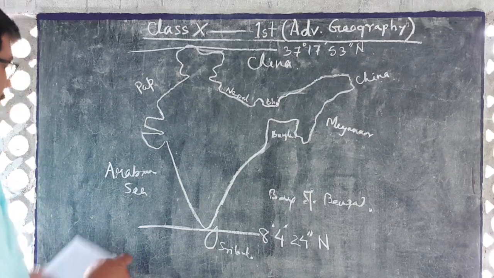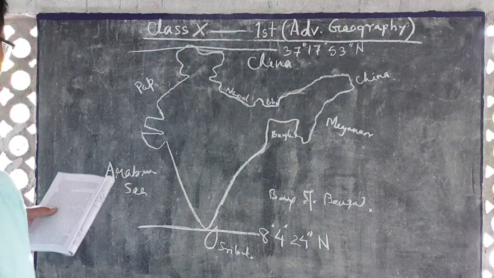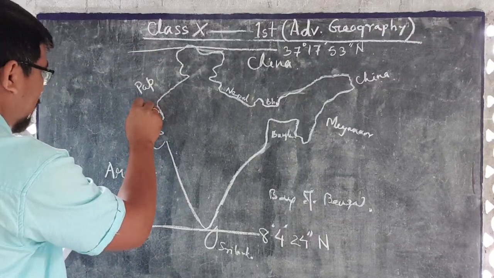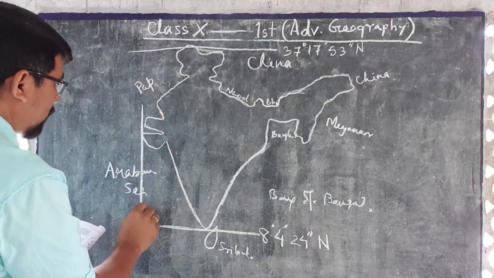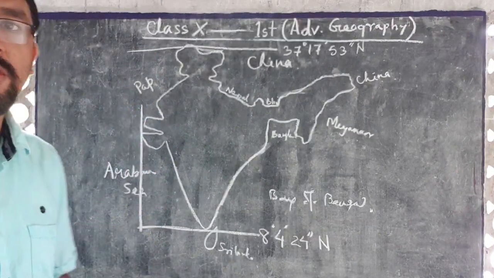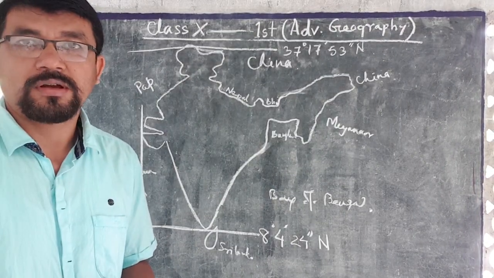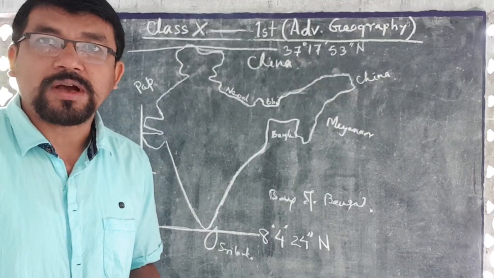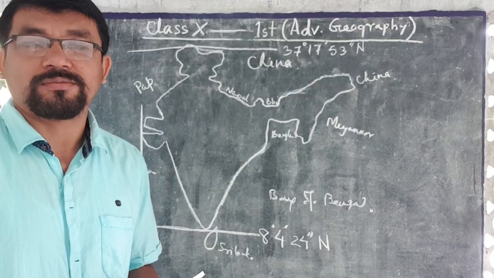And on the other hand, longitudinal extension. On this side, longitudes are always found in the north-south direction. North-south direction. And latitudes are in the east-west direction. Okay?